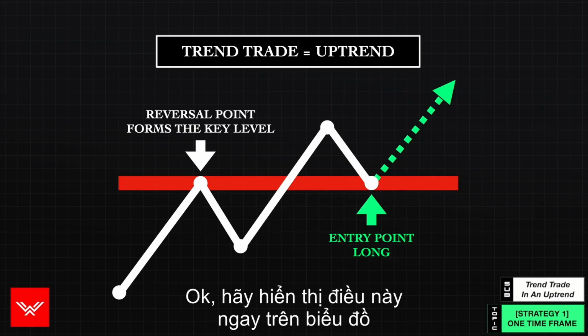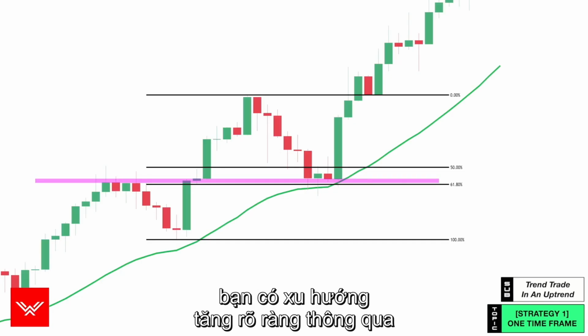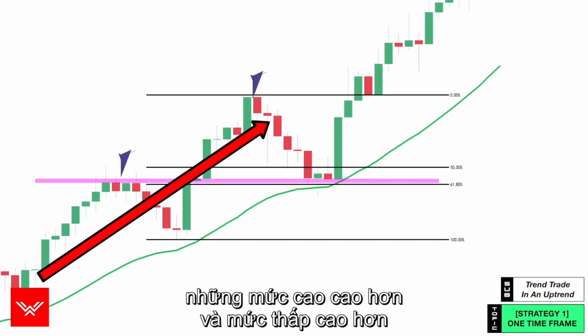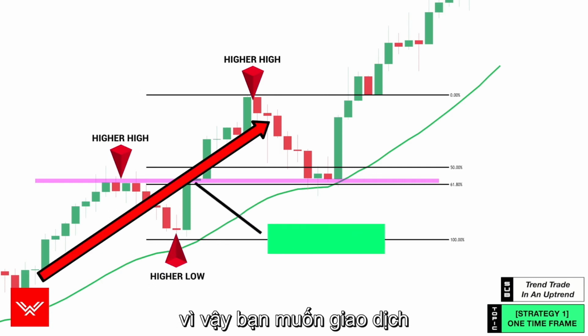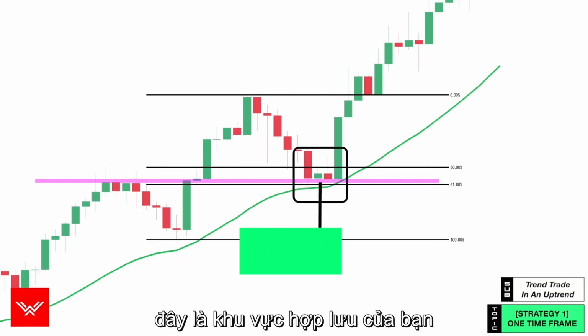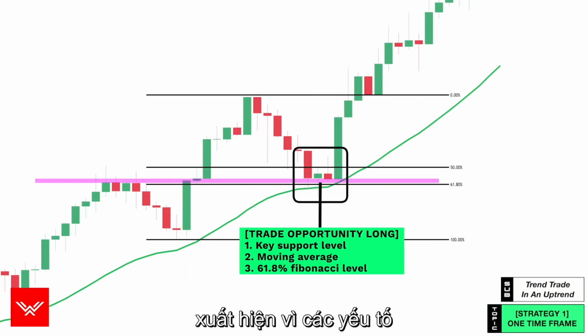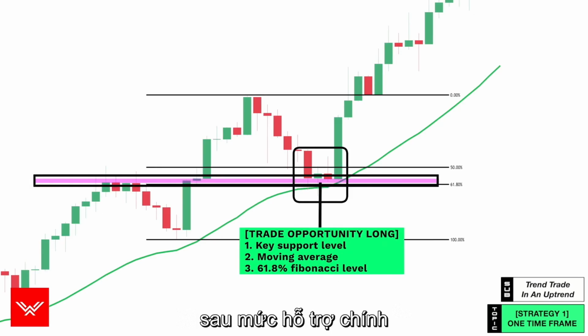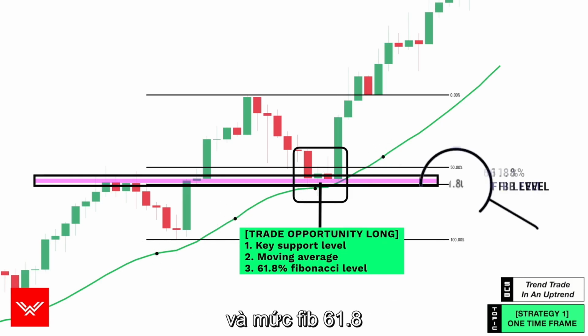So, let's show this right on the charts. You have your clear moving uptrend through the higher highs and higher lows. So you want to trade with the moving uptrend. This here was your area of confluence and where the trade opportunity presented itself because of the following factors: key support level, the moving average that crossed right at the same area, and the 61.8% fib level.